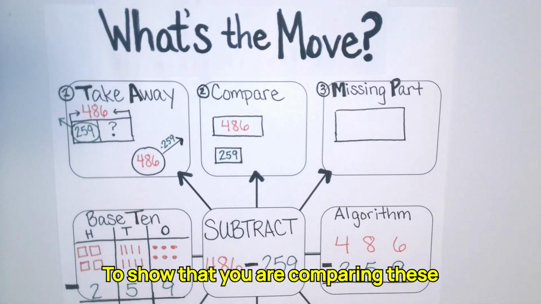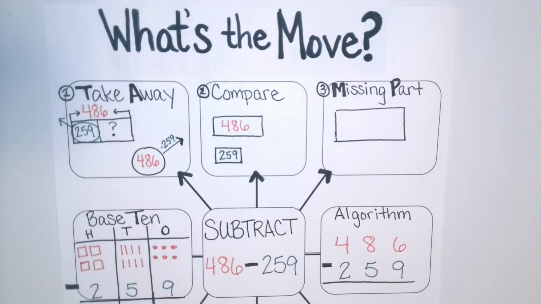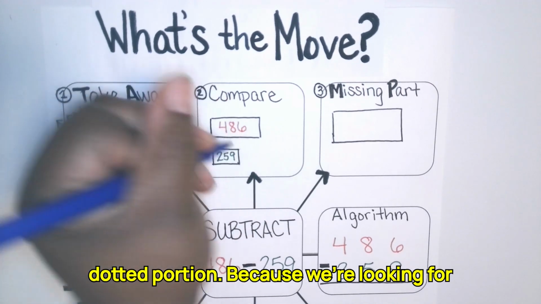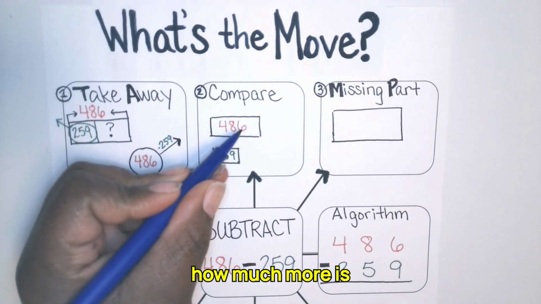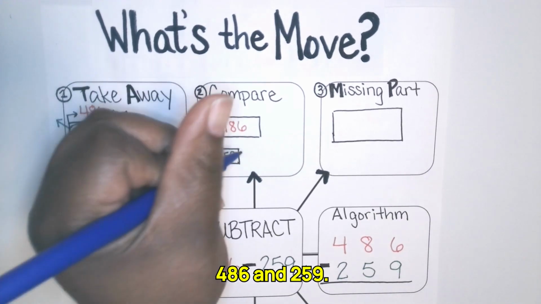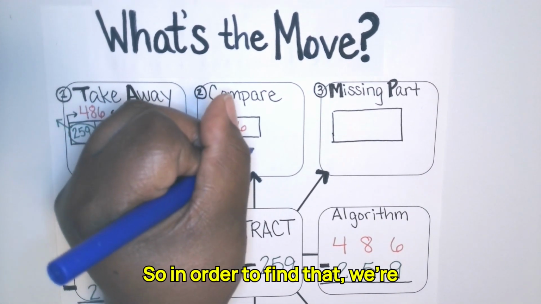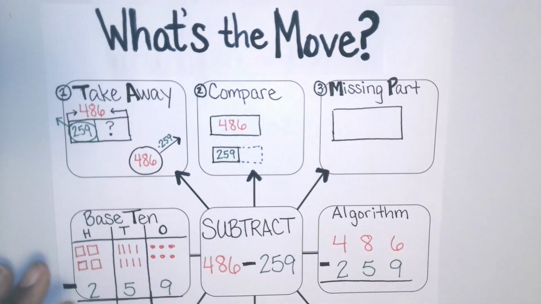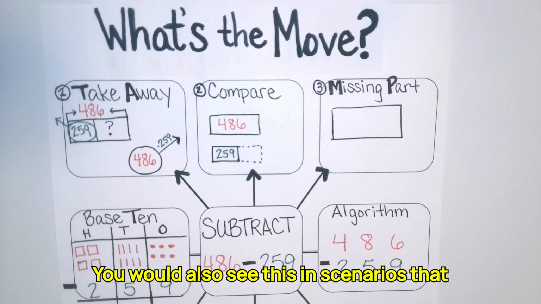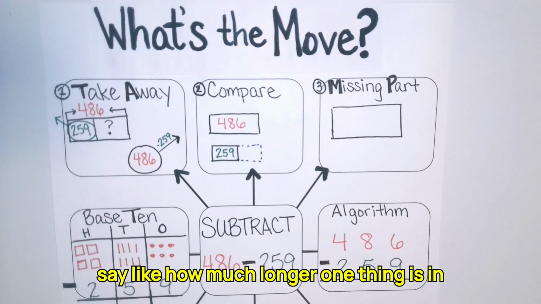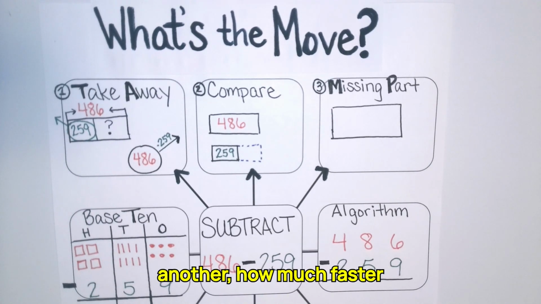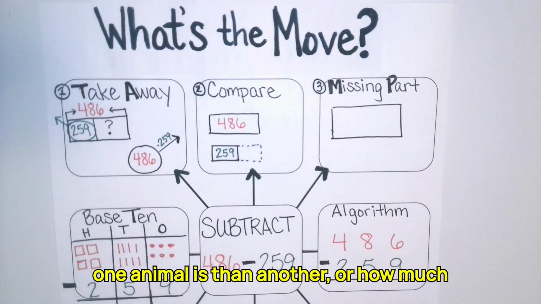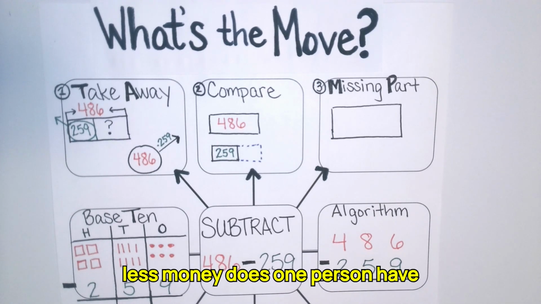To show that you are comparing these two, we are going to basically add on a dotted portion because we're looking for how much more is 486 than 259. So in order to find that, we're going to make these two boxes appear to be equal. You would also see this in scenarios that say like how much longer one thing is than another, how much faster one animal is than another, or how much less money does one person have than another person.